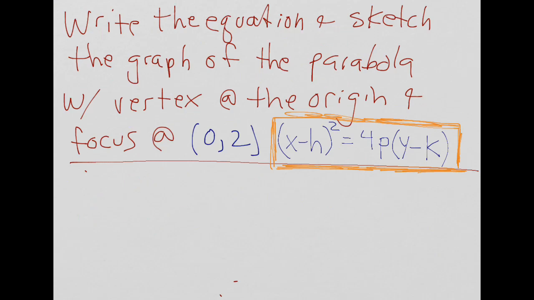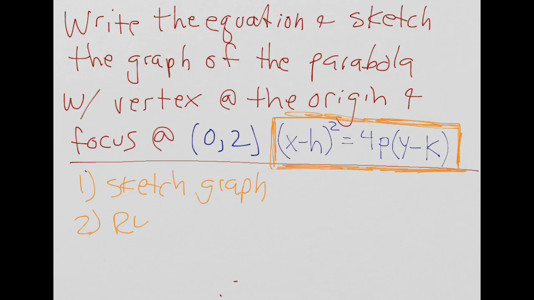So now I would like you to take 3 minutes to work on this problem. I want you to write the equation and sketch the graph of the parabola with vertex at the origin and focus at the point 0, 2. Now I'd like you to follow these steps, or rather, I'll give you a tip. If you're feeling stuck, try to follow these steps. Number 1, I would start to sketch your graph. So plot your vertex at the point 0, 0, and plot your focus at the point 0, 2.